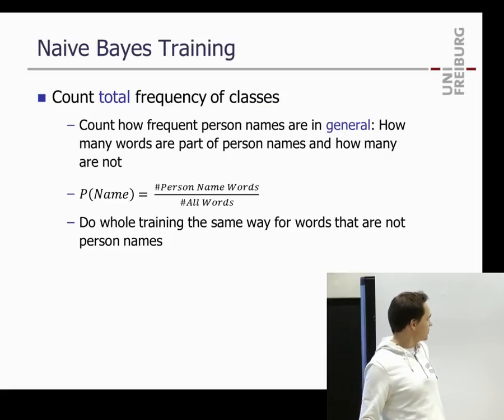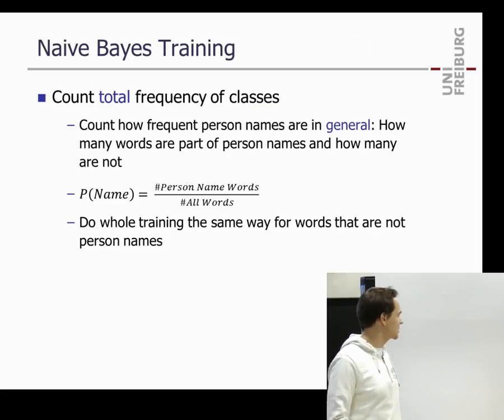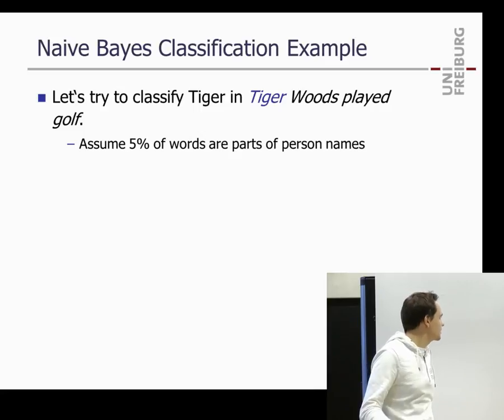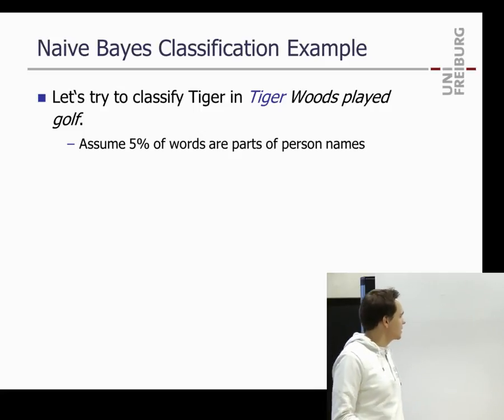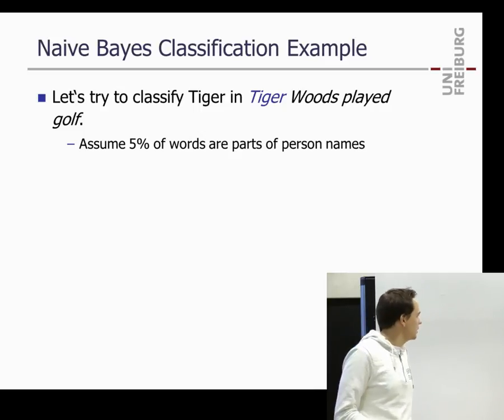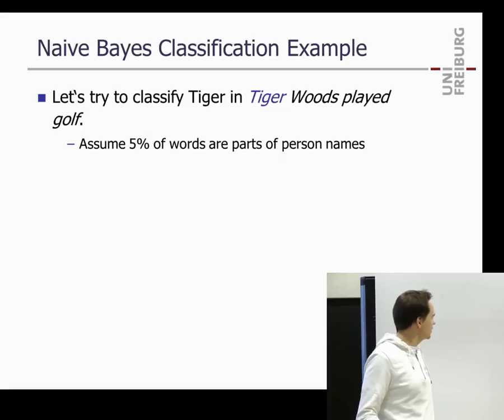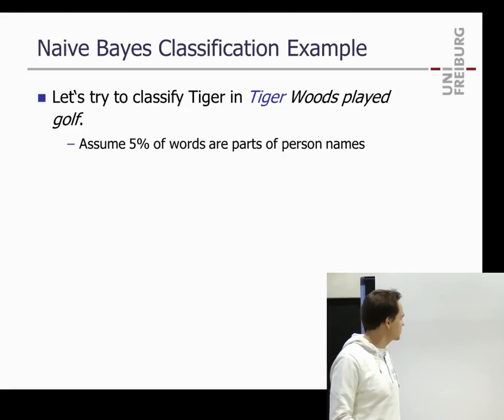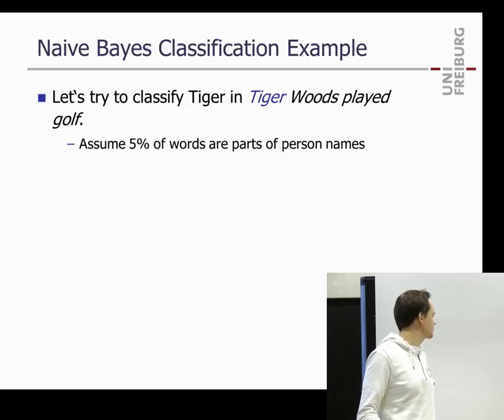That's already finished. So this is a very simple training algorithm. It just counts. And now let's see how it classifies. Let's try to classify the word Tiger in this sentence: "Tiger Woods played golf." So we know it's a person. Let's see if it will achieve this result as well.